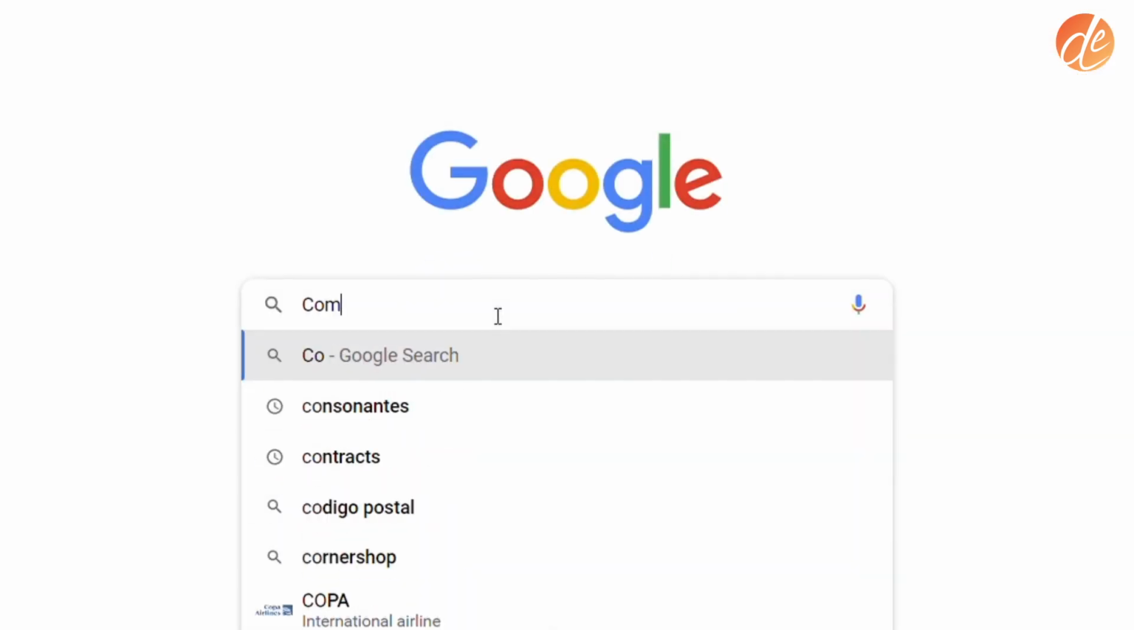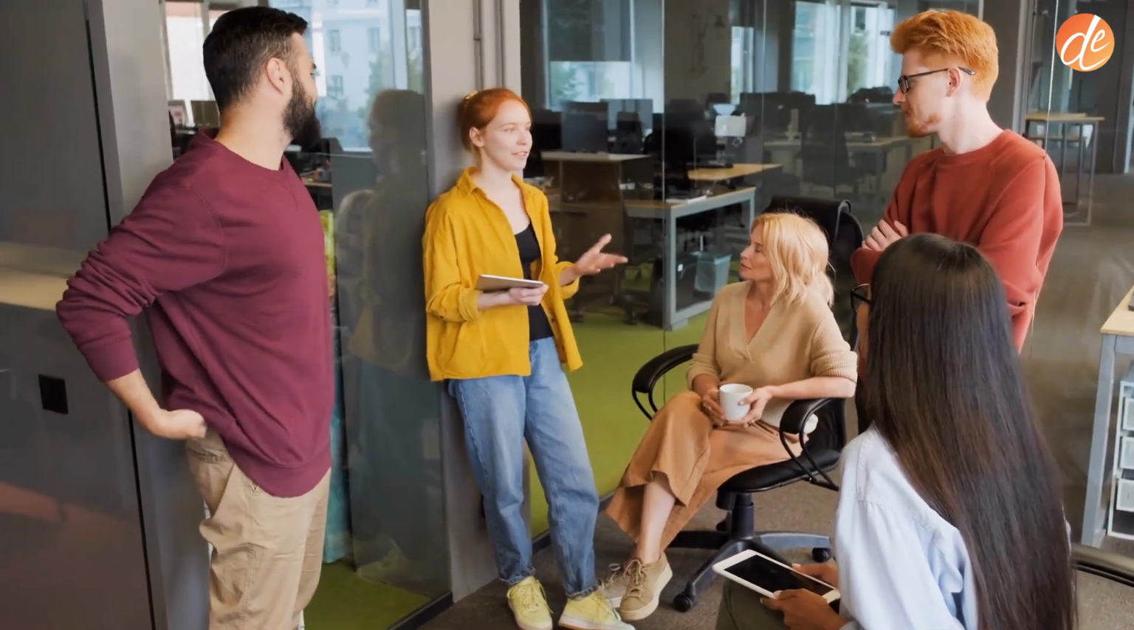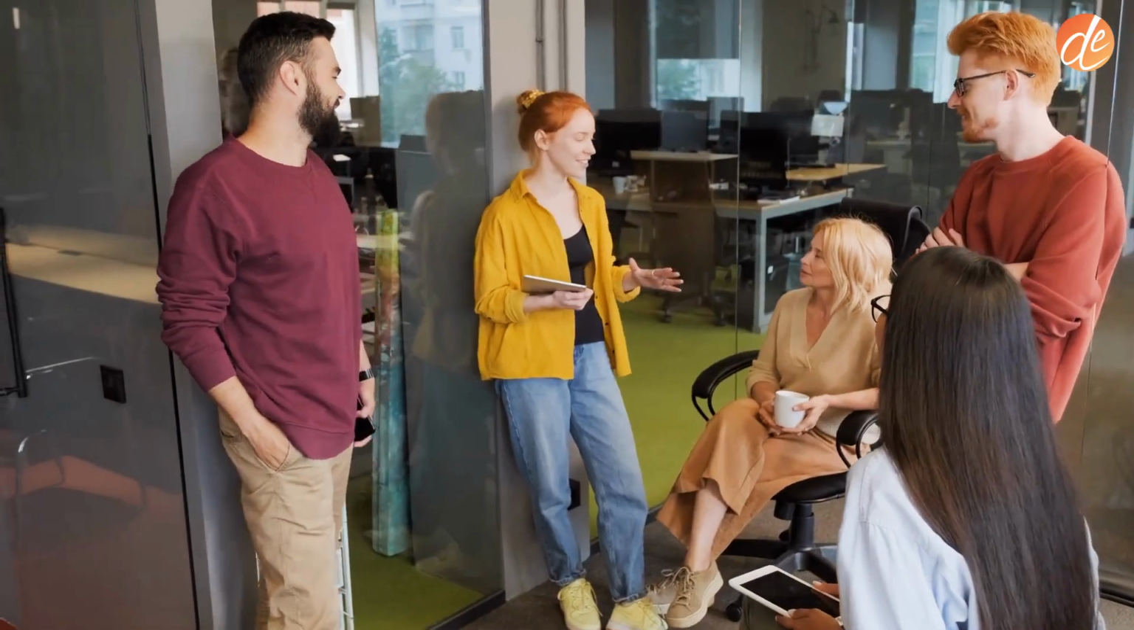You could also search on Google common present perfect English questions, and you could practice writing the answers or even writing in paragraphs. Obviously, practicing the present perfect in conversation is the ideal, but many people don't have this opportunity.